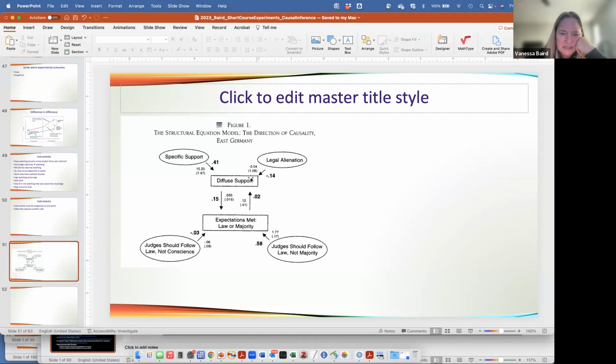But I was able to, if you see, I've got an arrow from diffuse support to procedural justice and another arrow from procedural justice to diffuse support. And the model converged, and it showed indeed that diffuse support has a bigger impact on procedural justice than the other way around. Okay.